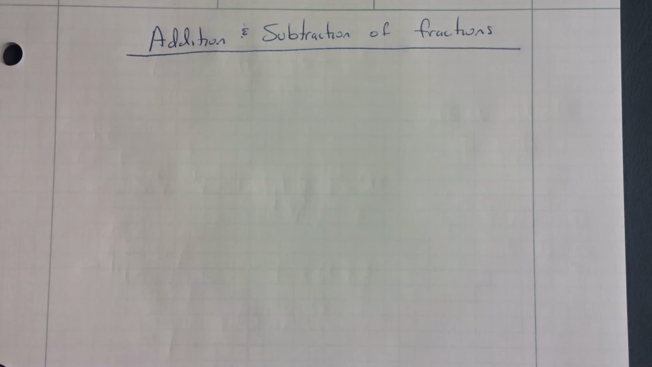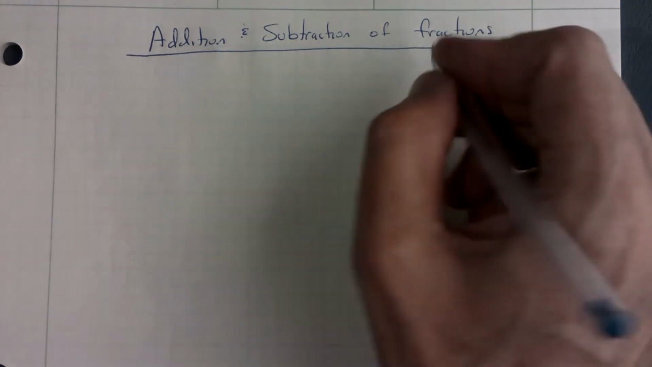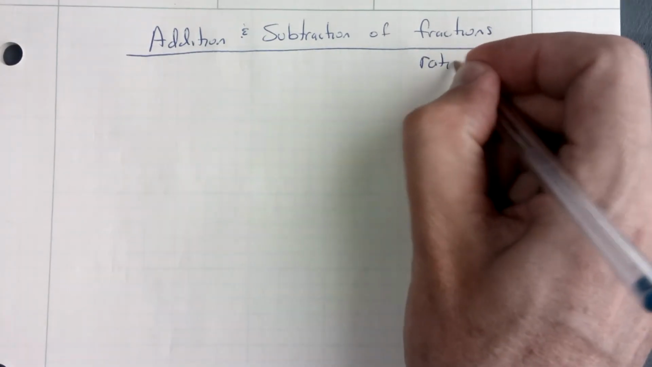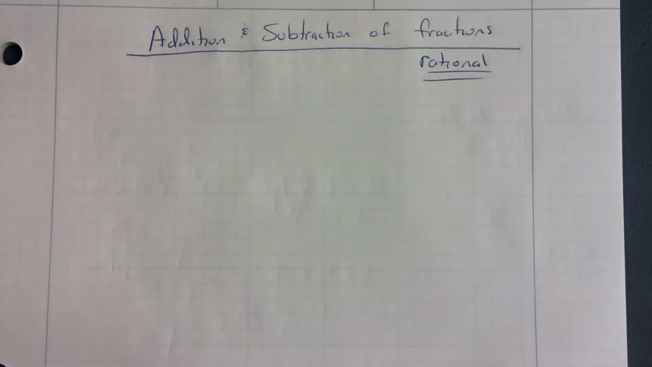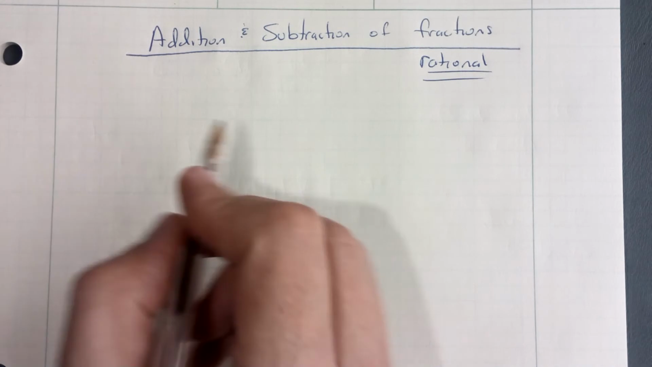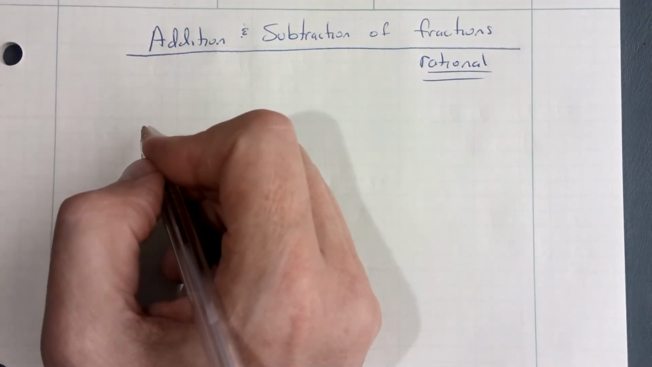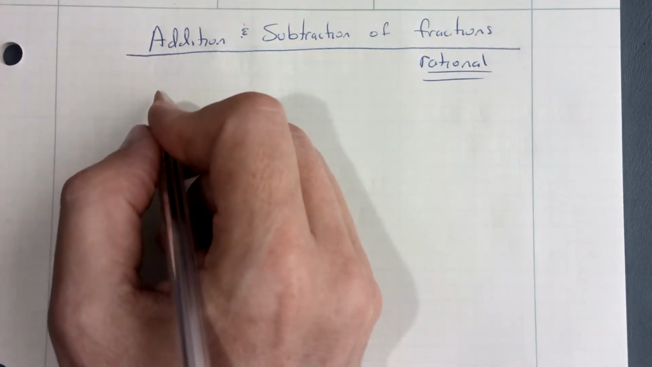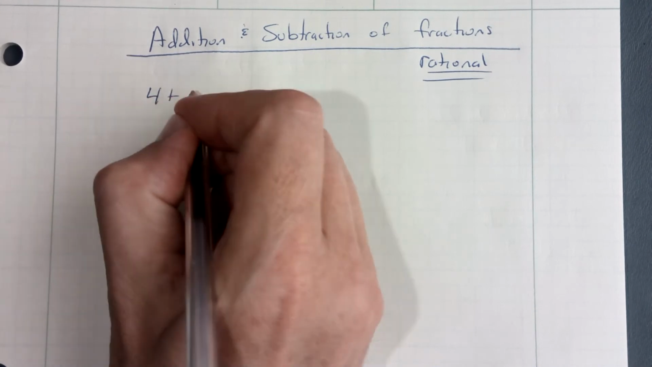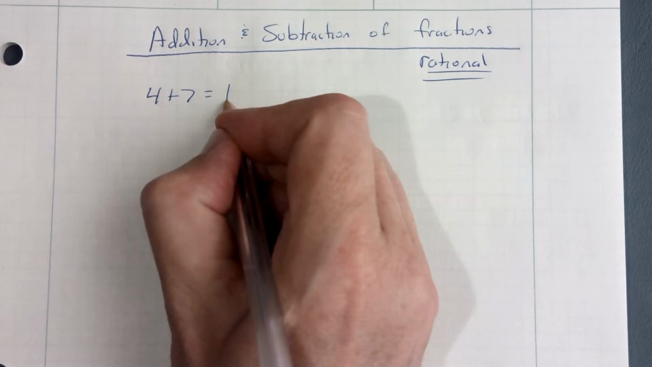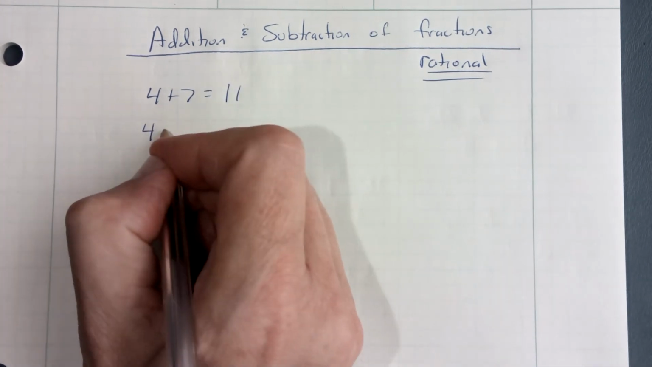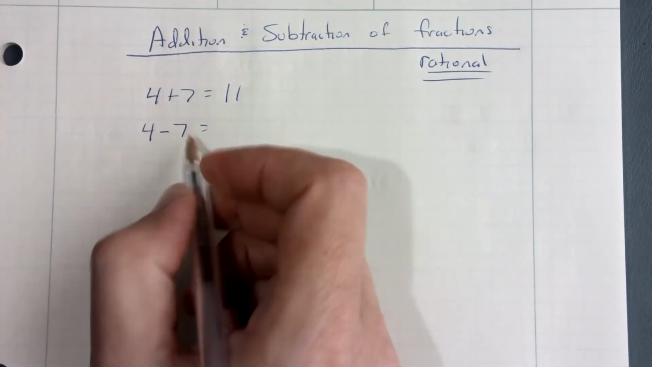Welcome. Today's lesson is going to be on addition and subtraction of fractions or rational numbers. Just remember, all fractions are rational numbers. But before we get into the actual fractions, I want to do a very quick review of adding and subtracting integers, in the sense of, if I have 4 plus 7, obviously we just add them together and we get 11.